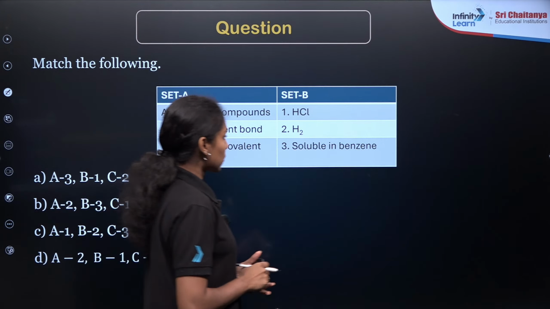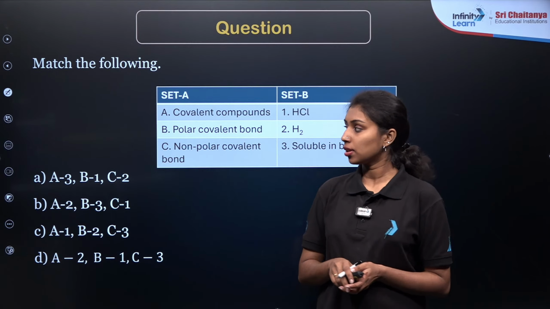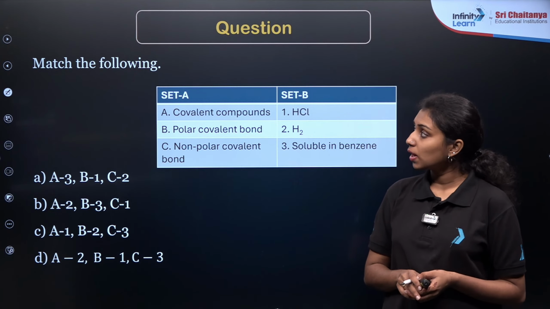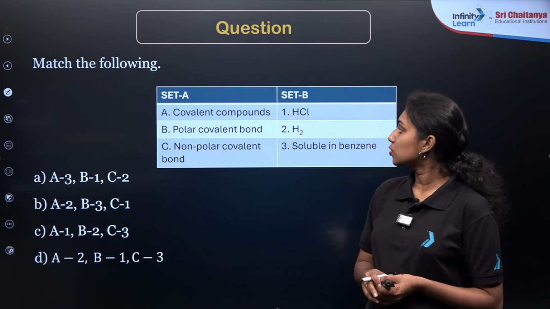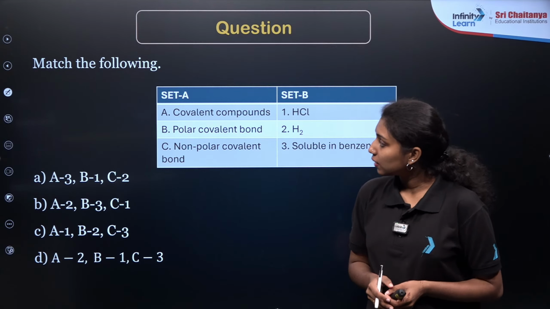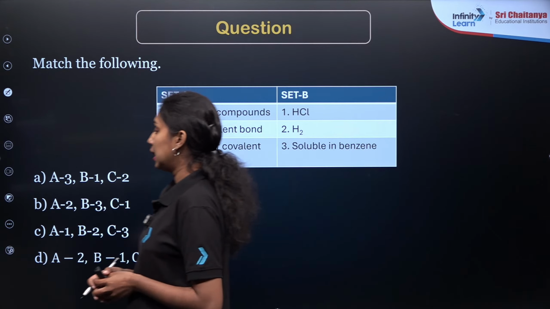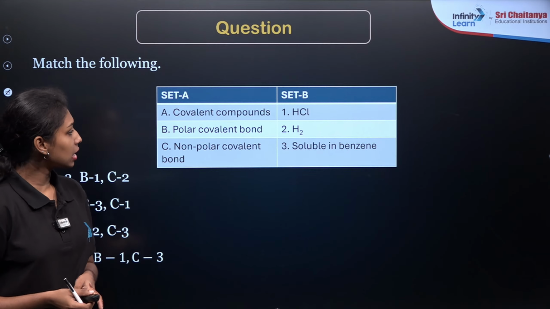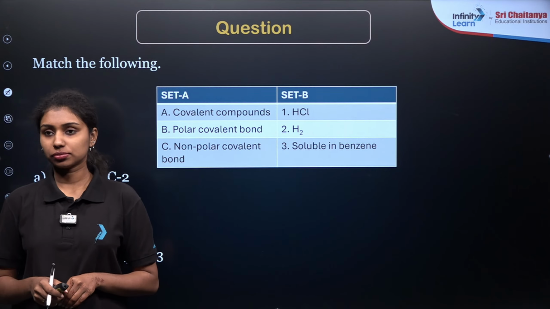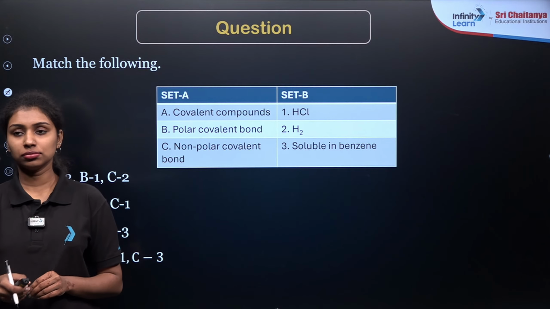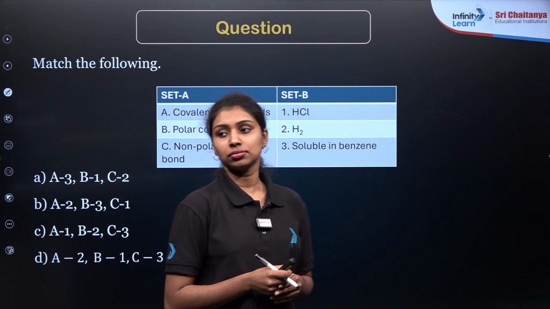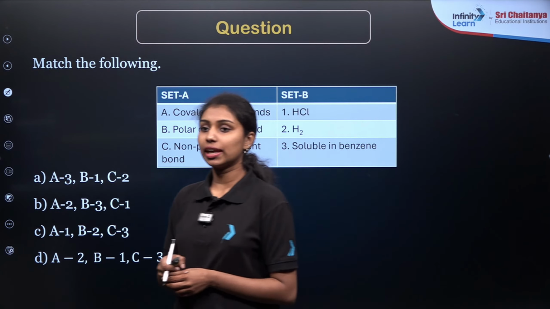Okay, here is our next question. A table is already given here. We just want to match set 1 with set 2. In set 1 they have given covalent compounds, polar covalent compounds and non-polar covalent bonds. And in set 3 they have given examples of molecules. So how can we match the columns?